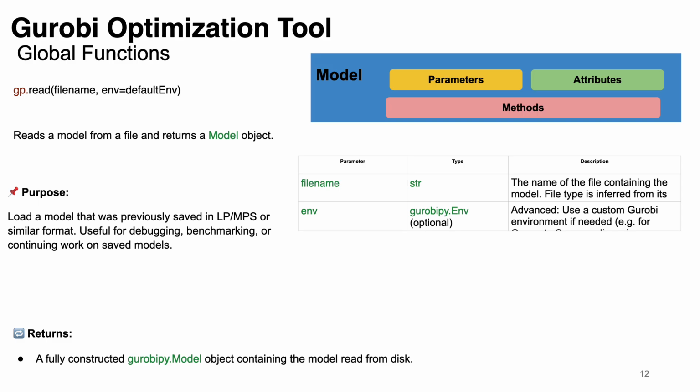The final global function for this section is read. This allows you to load an existing model directly from a file. Gurobi is intelligent enough to recognize the format based on the file extension, whether it is a human-readable .lp file or a standardized .mps file. This is a vital feature for the TwinODIS project, as it allows us to share complex models between researchers or save a snapshot of a problem to be solved later without having to rerun the entire generation script.